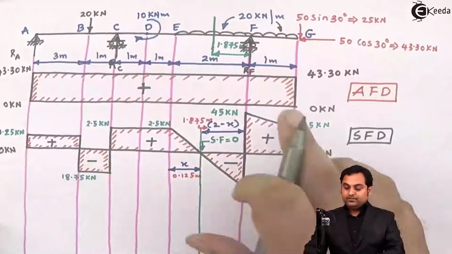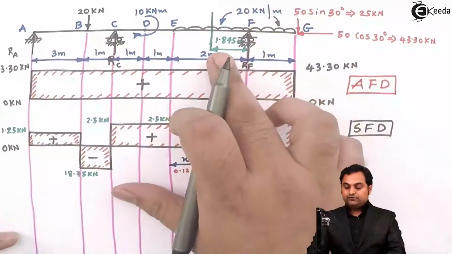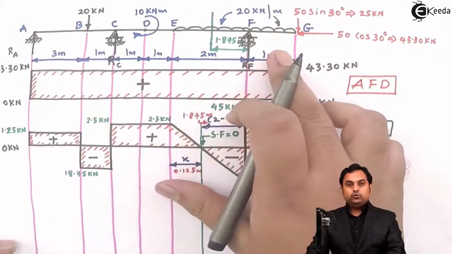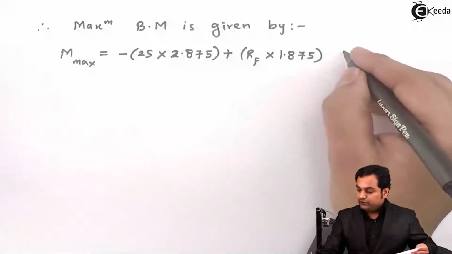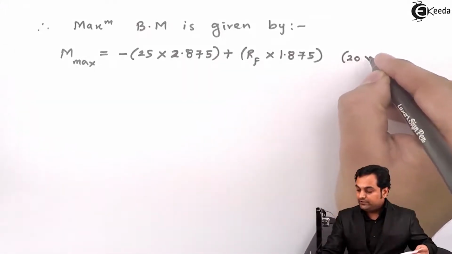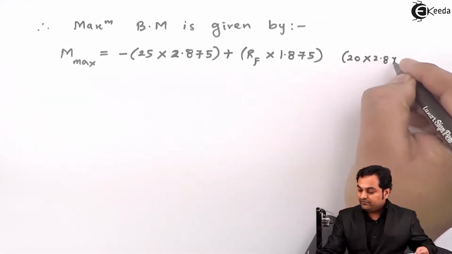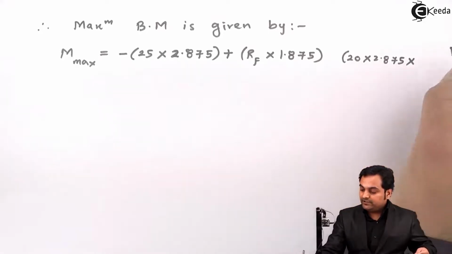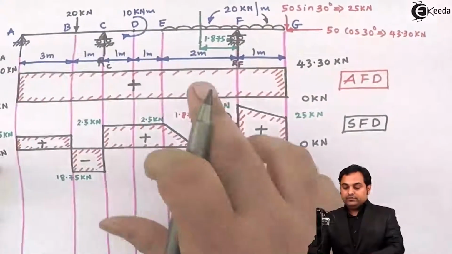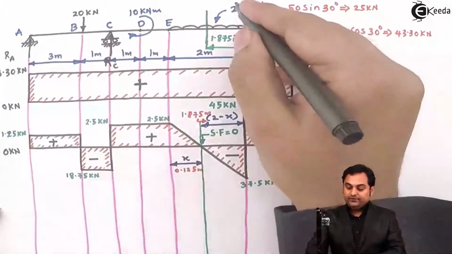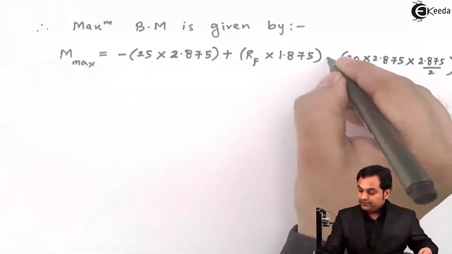Then there is UDL in this portion from 1.875 to 1 meter, and the intensity is 20. So UDL into point load, that is 20 into 2.875, and when we take the moment, it will be acting at half of 2.875. To the right of the section, that will be producing clockwise moment, so negative.